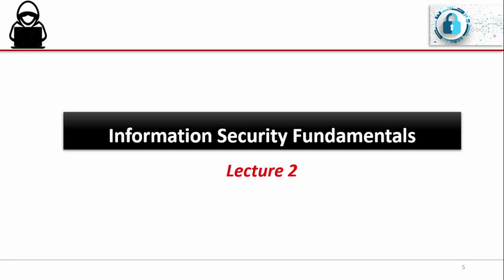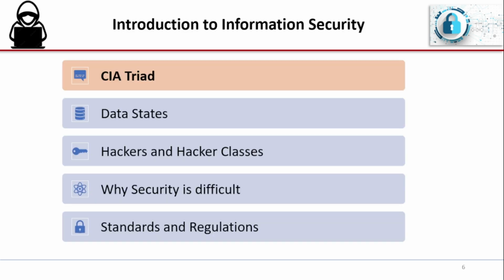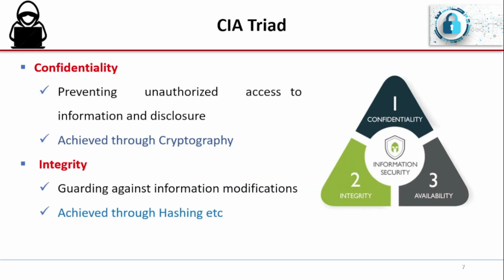So let's move to lecture 2, which is information security fundamentals. In this lecture we'll be learning the confidentiality, integrity, and availability traits, data states, hackers and hacker classes, why security is difficult, and standards and regulations which are to be followed by different organizations. Coming over to the CIA triad, what is confidentiality? Confidentiality is basically preventing unauthorized access to information and disclosure.